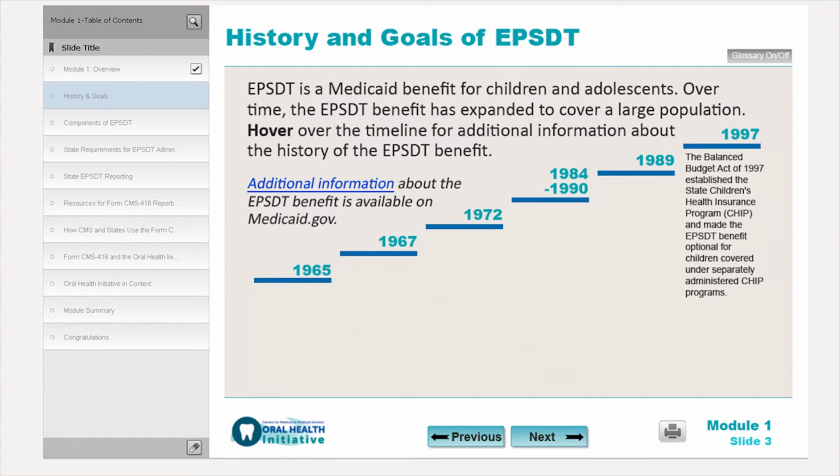Finally, the Balanced Budget Act of 1997 established the State Children's Health Insurance Program, or CHIP, and made the EPSDT benefit optional for children covered under separately administered CHIP programs. Additional information about the EPSDT benefit is also available on medicaid.gov.